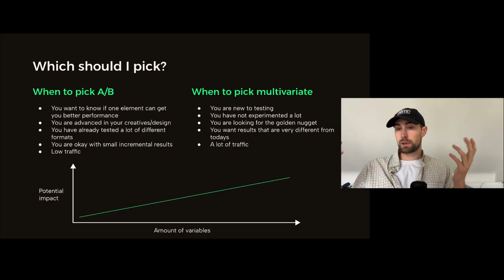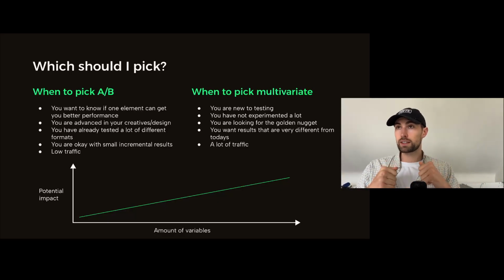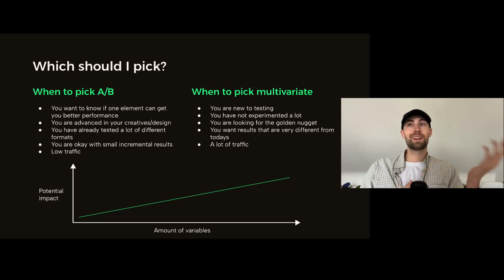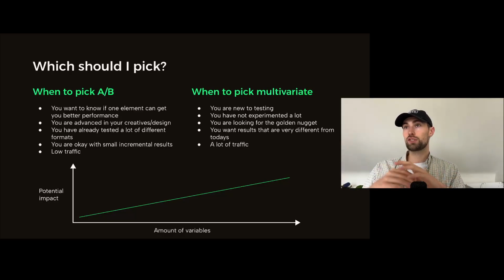It's also interesting to pick multivariate when you haven't experimented a lot, or if you're looking for the golden nugget. If you need a big boost, then an A/B test probably won't do the deal, then go for multivariate testing. And also if you want results that are very different from today. So the more variables you change, the bigger the odds are of finding something that is really, really good. Multivariate testing is very interesting if you have a lot of traffic, a lot of budget, or are generating a lot of impressions.